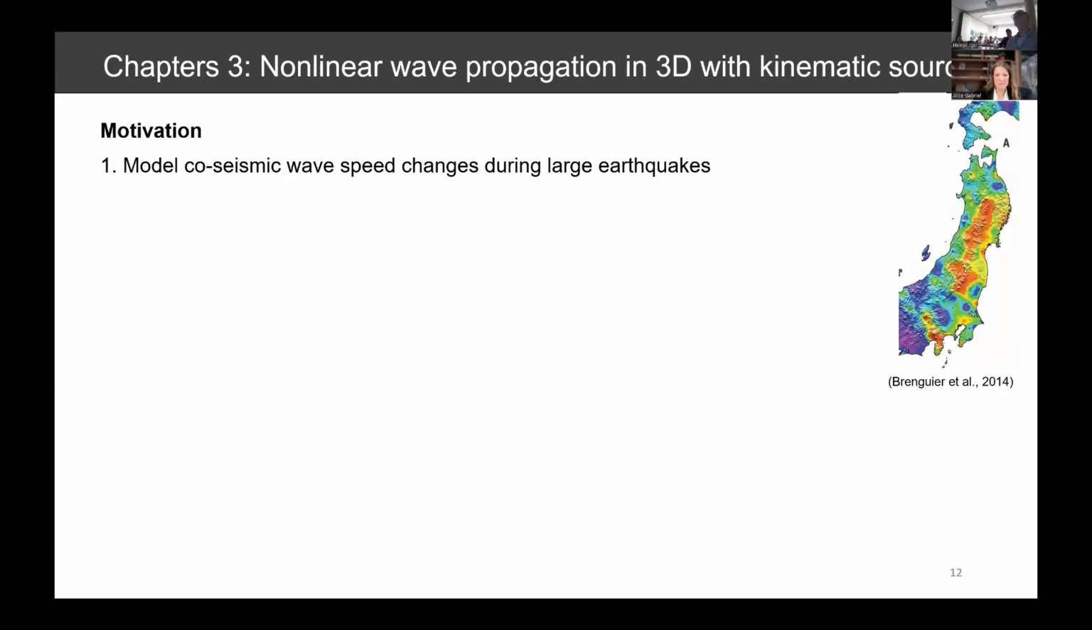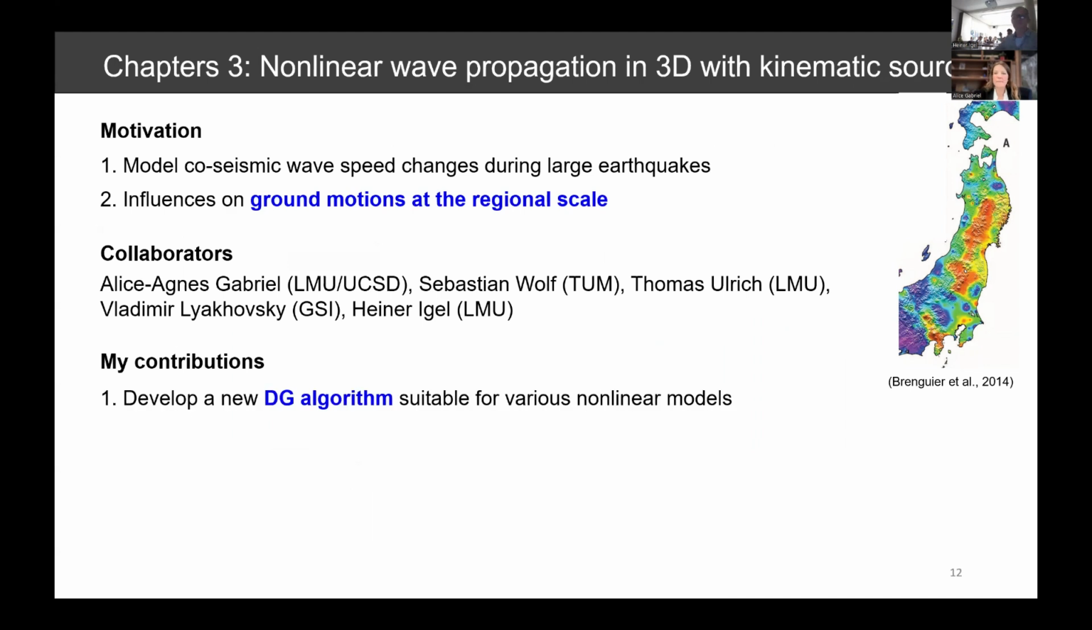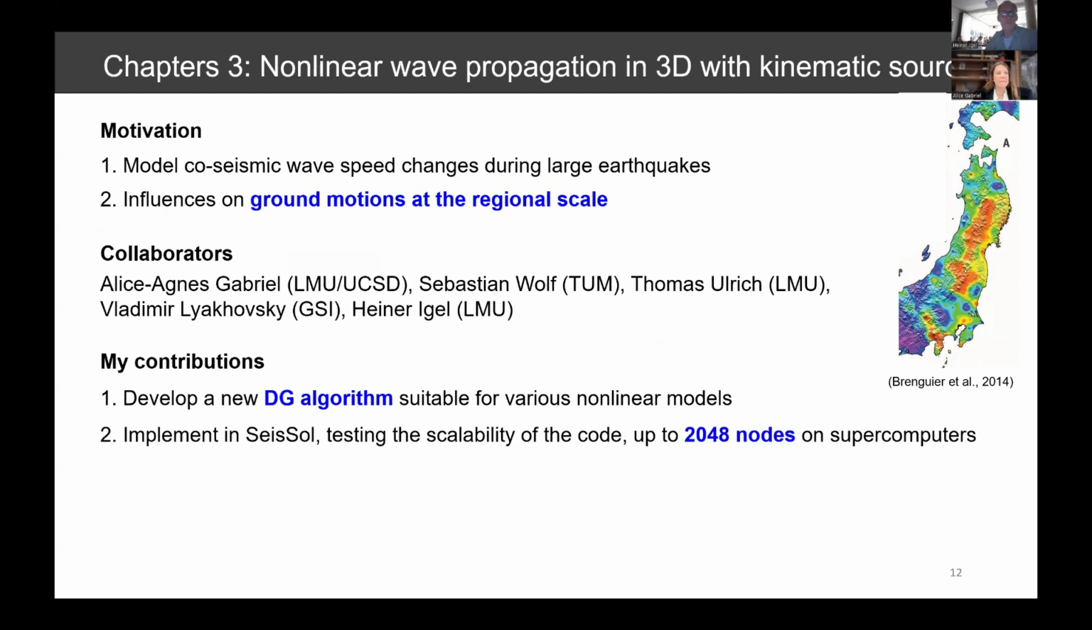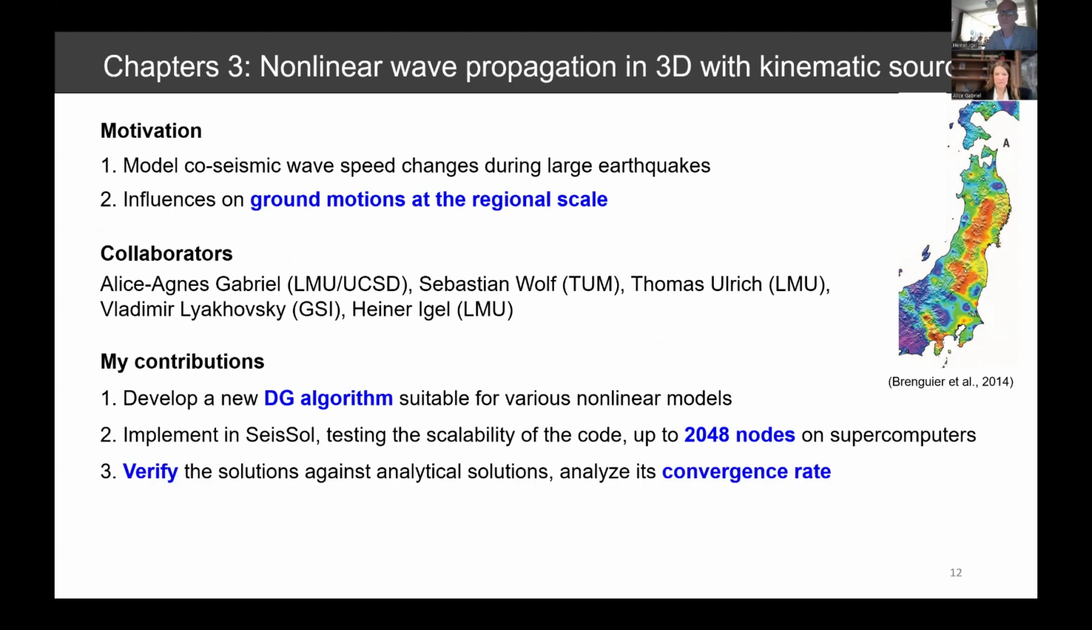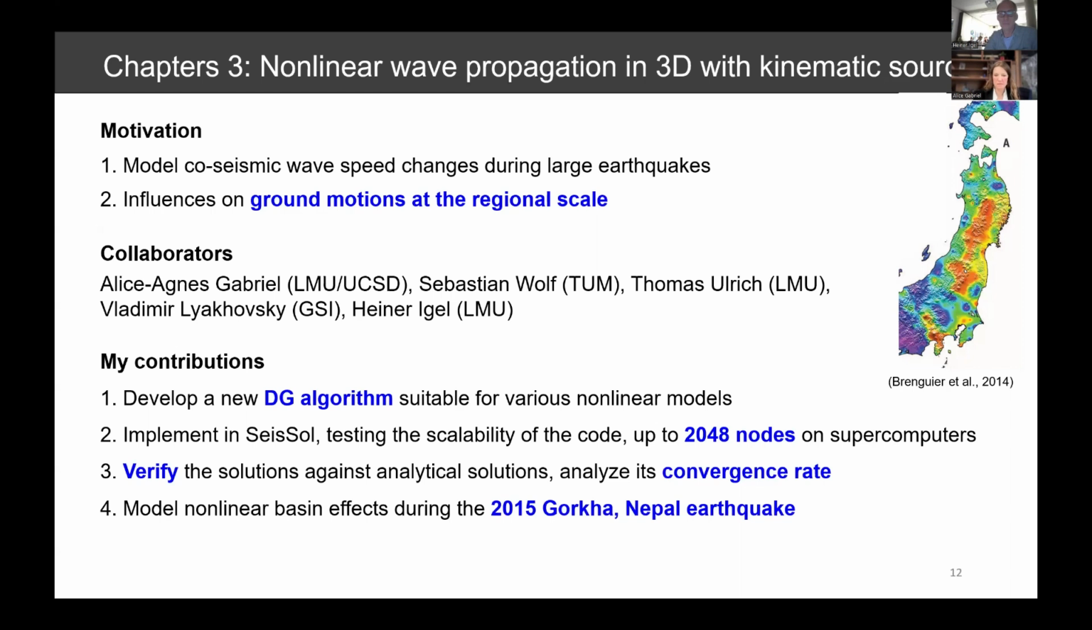Another side effect from these coseismic wave speed changes is at the ground, where we have soft sediment. They probably have a large impact on the ground motions as well. In this work, my contributions are to develop a new DG algorithm suitable for various nonlinear models. At the same time, I implemented it in SISO, which is the 3D wave propagation software, and it has scalability of the code up to 2048 nodes on supercomputers. And this code is also verified against analytical solutions, and I also analyzed its convergence rate. In the end, this scalable code finally enables us to model some regional scale earthquakes.